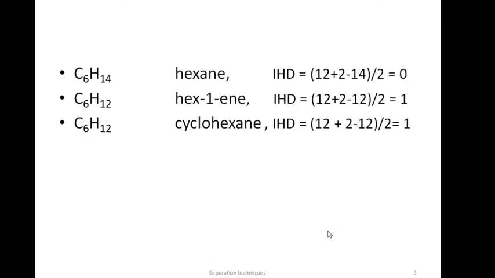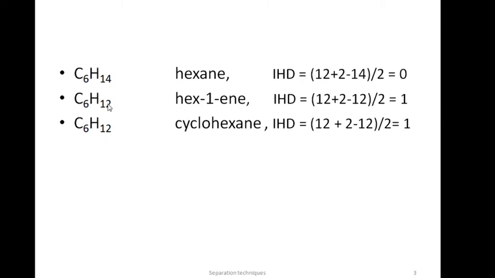Let us use this formula and solve a few problems. Check here. We have C6H14. It is hexane. We know this is CnH2n+2, which means there should be no unsaturation, right? It is an alkane without any unsaturations. Hence, hydrogen deficiency is equal to (12 + 2 - 14) divided by 2, which is 0. So, there are no double bonds or rings in that particular molecule.